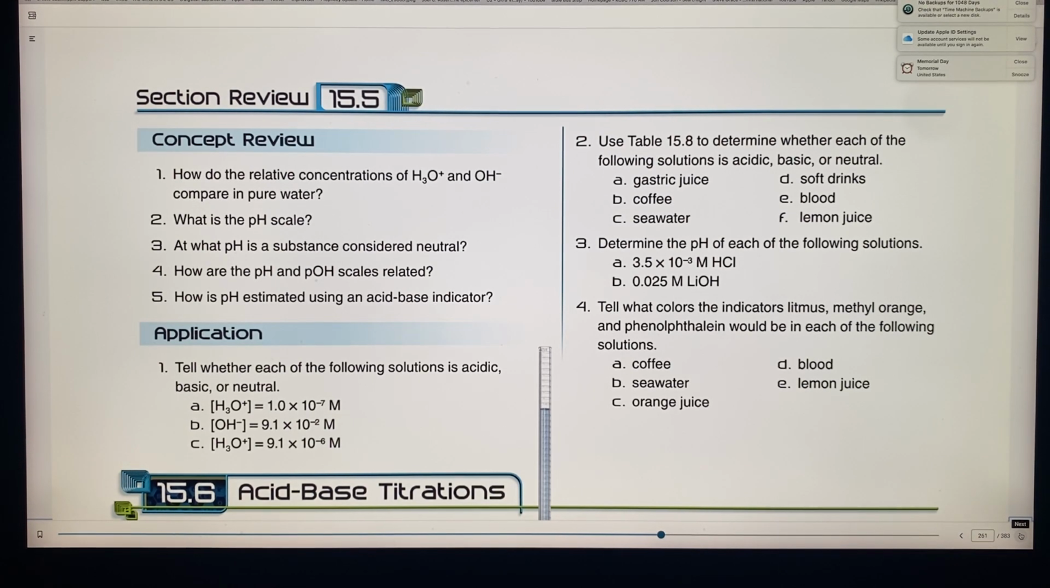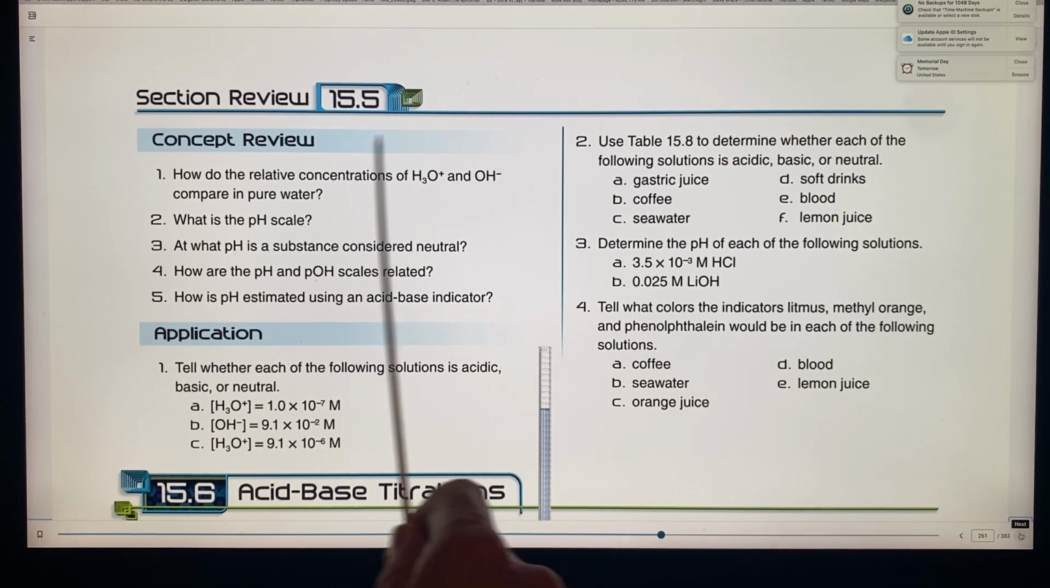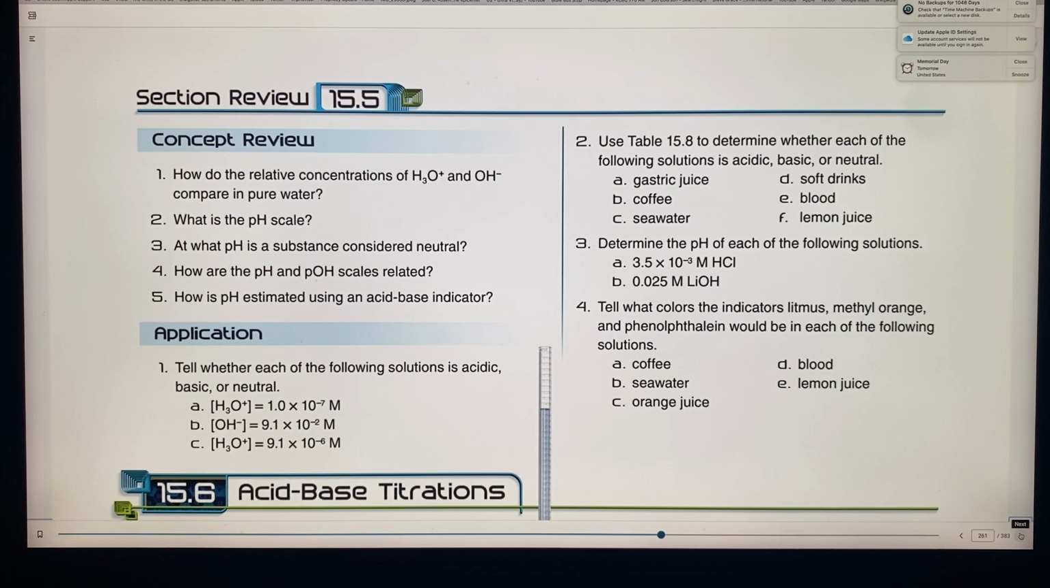What is the pH scale? The pH scale measures the acidity or basicity, whether it's acid or base, right? By measuring the H3O and the OH in them. So it's that scale that they can measure that. At what pH is a substance considered neutral? 7, remember? 7. How are the pH and pOH scales related? You can add pH to pOH and you get 14.